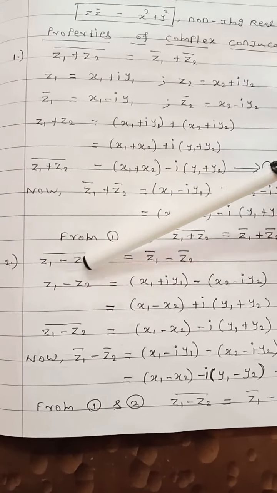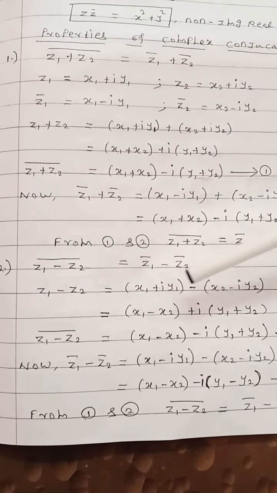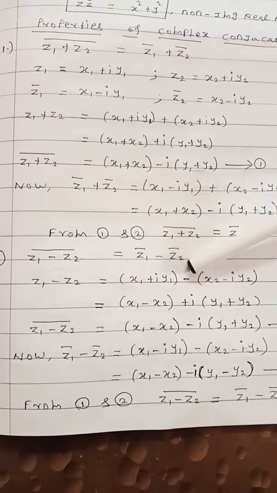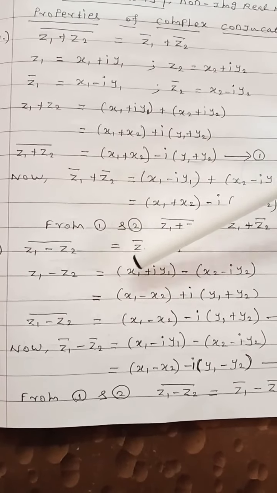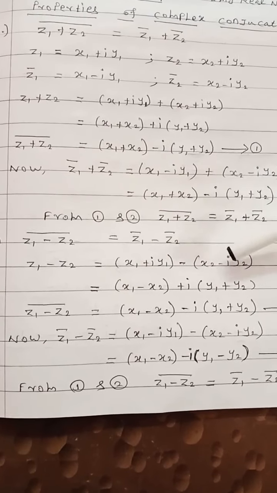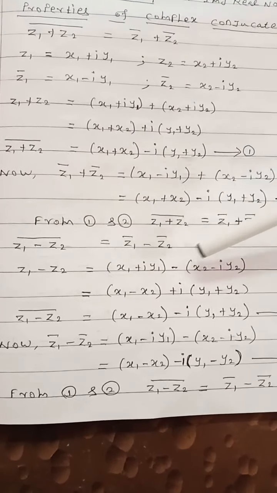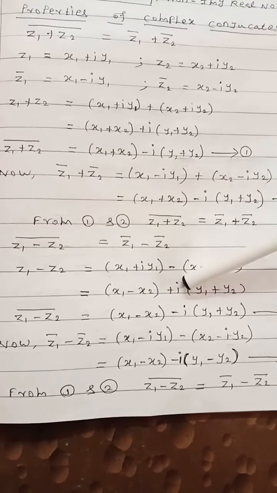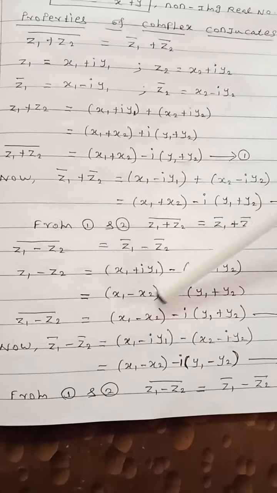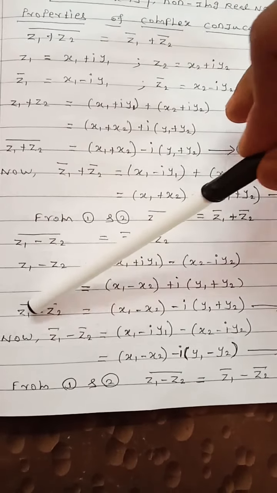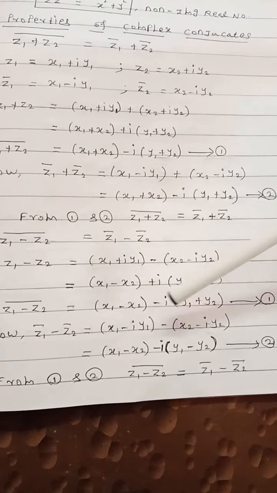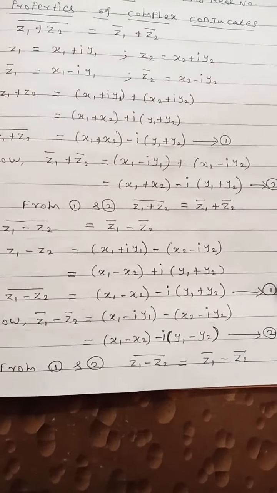Come to the second property: z1 minus z2 whole bar equals z1 bar minus z2 bar. First find z1 minus z2. z1 is x1 plus iy1, minus x2 plus iy2. Subtracting, we get the real number x1 minus x2. Here there is plus iy1, and multiplying the minus inside, plus iy2 changes to minus iy2, so taking i outside we get y1 minus y2. Now we are going to take the conjugate of this. z1 minus z2 whole bar becomes x1 minus x2 plus i becomes minus i, y1 minus y2. Mark this as equation 1.